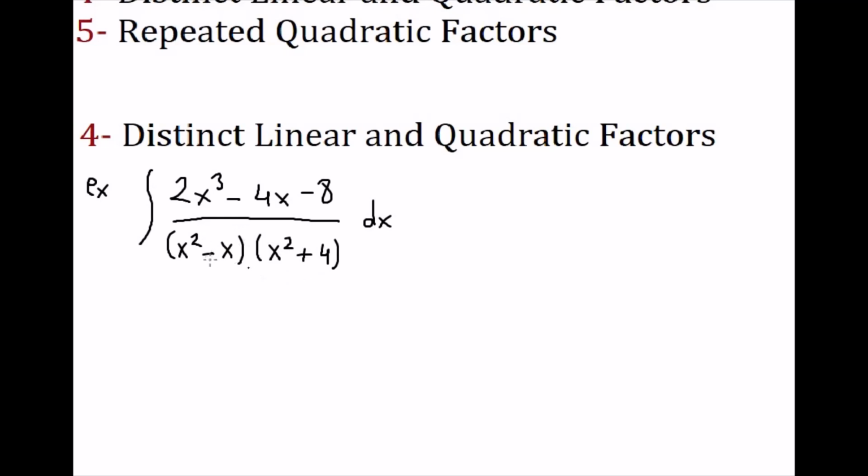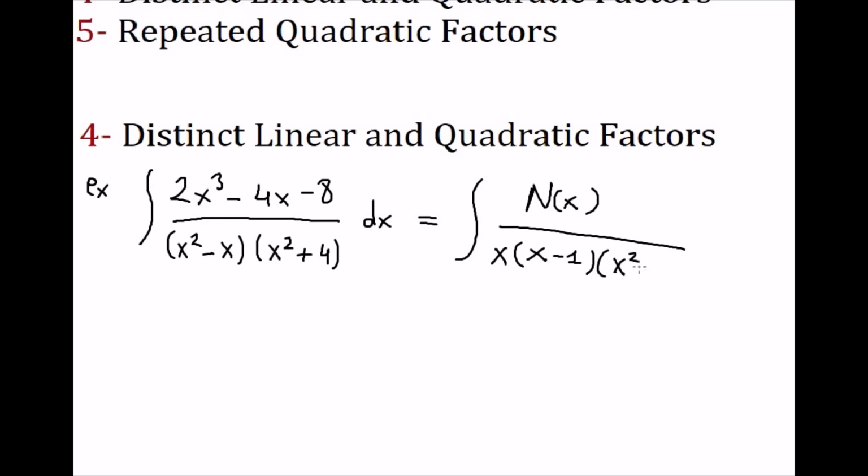Now we have to decompose the denominator. We have to completely factor it out. So this is equal to, for now let's use only the numerator N of x. Here x squared minus x can be factored out, x times x minus 1. X squared plus 4 cannot be factored out, so we can leave it as it is. Now we're going to go to the partial fraction decomposition method.